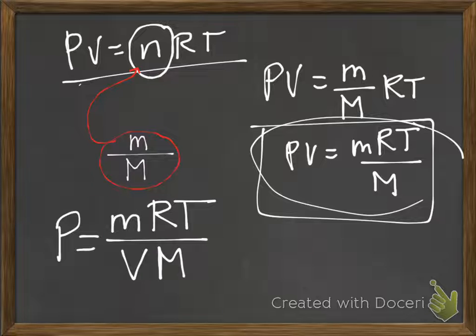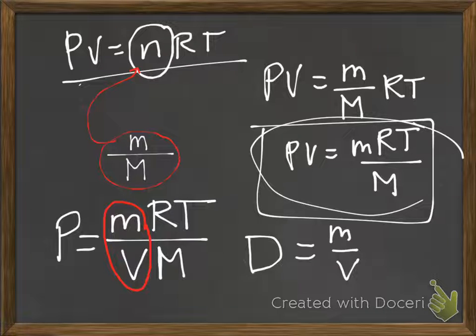There's something else hidden in there. Mass over volume. What is mass per unit volume? Density. How much stuff per unit volume you see. That is what we call density. Yeah, so now we have one more substitution that we can do.